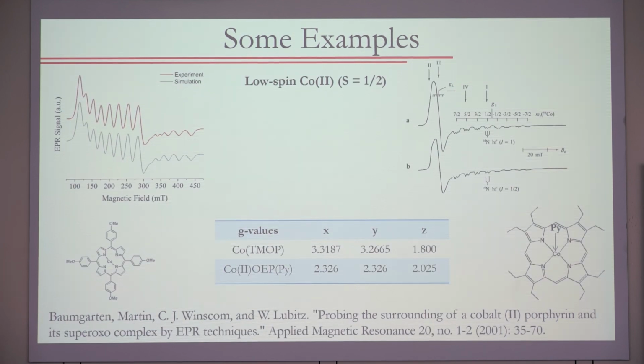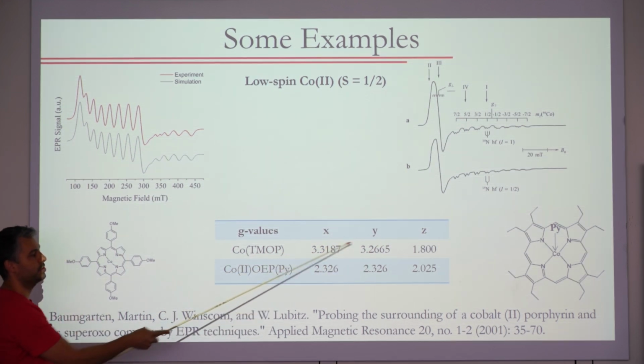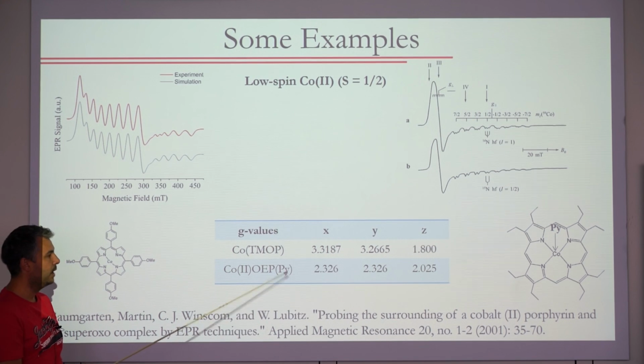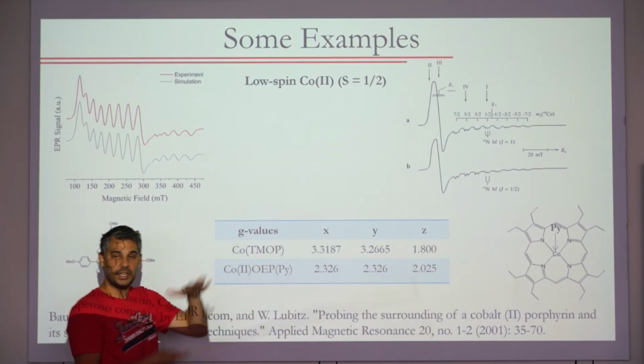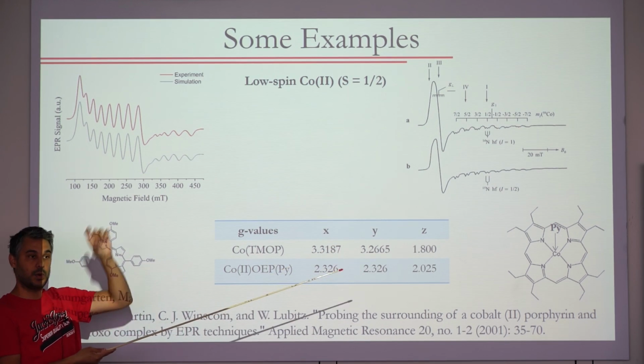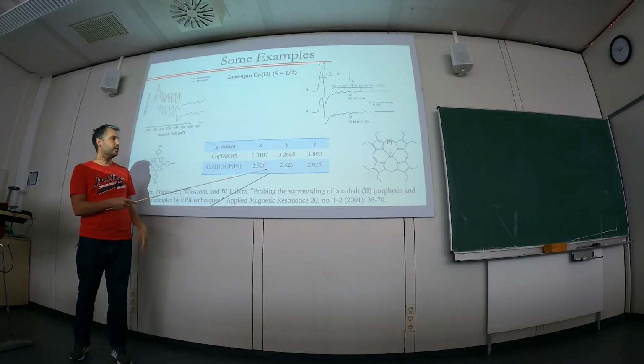Then this is another example. Again, this is a low spin cobalt 2 porphyrin that is actually low spin but has really big G values and really big hyperfine values. So these are the G values, for example, 3 point something, 1.8. And this is another porphyrin, but when you put an apical ligand, you change those energies between the dz squared orbital and the others, so you reduce the G values.